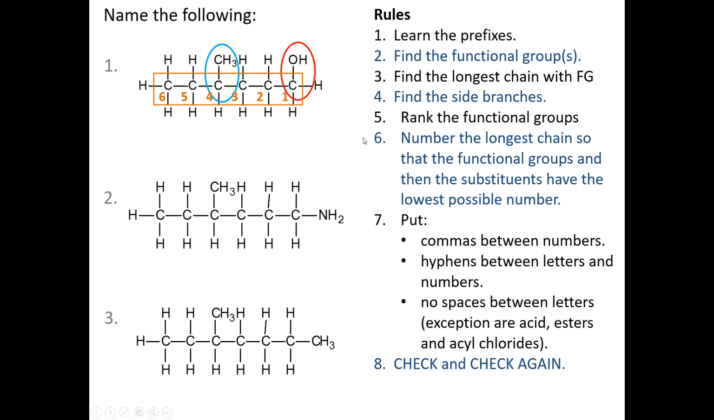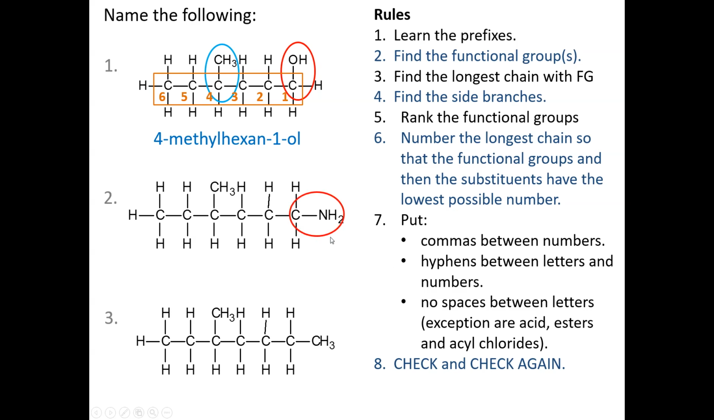And then you just check again. There are exceptions with the acid derivatives and acids, but if it doesn't belong to that, you don't put any spaces. So it's all one word. 4-methyl, because that is a letter and a number separated. Methylhexane, all one word. And here we have a letter, number, letter, so we use the hyphens again.